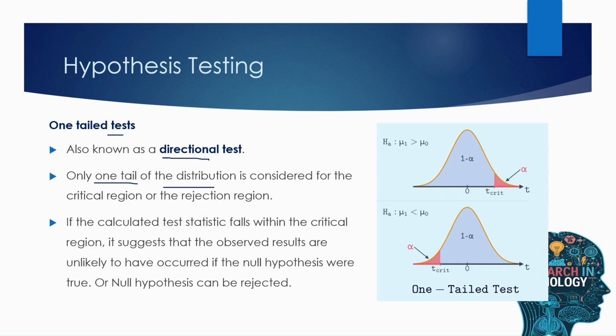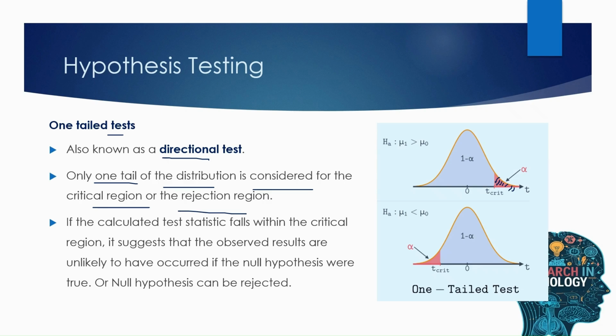Only one tail of the distribution is considered for the critical region or the rejection region. See, this marked area is called the critical region or the rejection region. Critical region or the rejection region means if your calculated test value falls within this area, then it means that the null hypothesis can be rejected. Okay, now this is all about the null hypothesis that we are talking about. So if the calculated test statistic falls within this area of the distribution, then the null hypothesis is rejected.